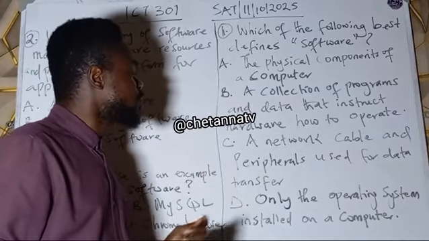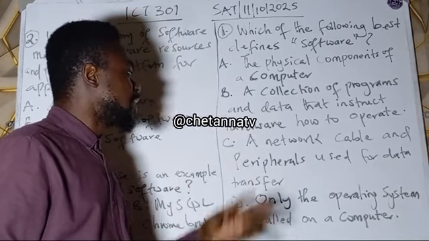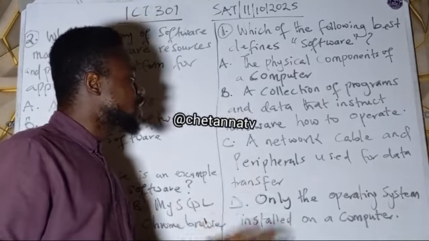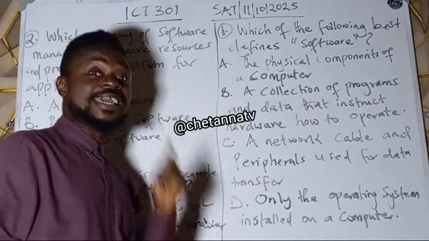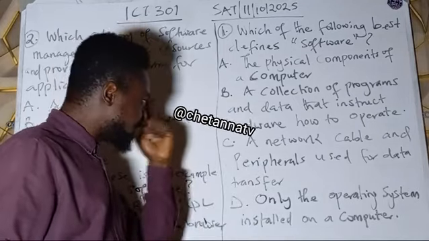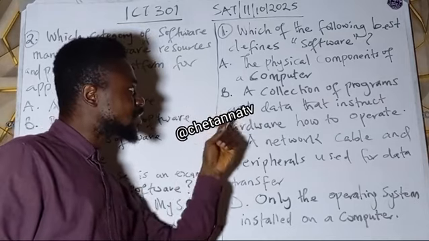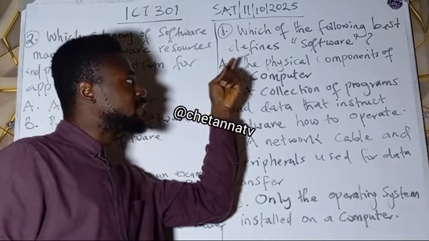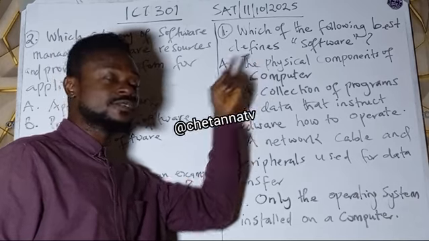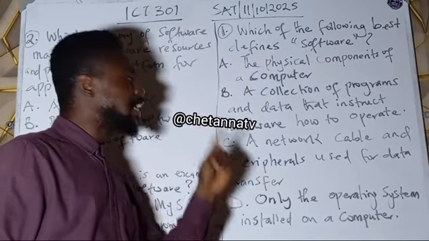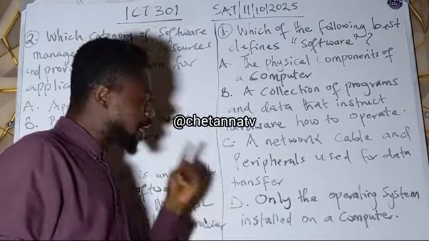B says a collection of programs and data that instruct hardware how to operate. Yes, the answer is B, because this definition tallies with the definition I gave about software. So B is the answer. I'll take B as the answer. But let me look at the other options.